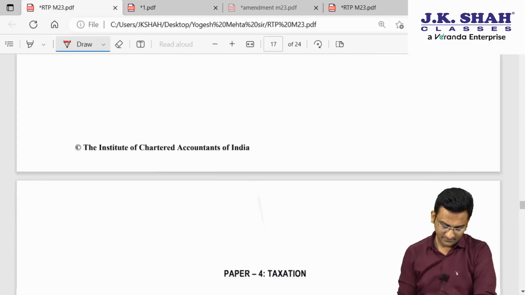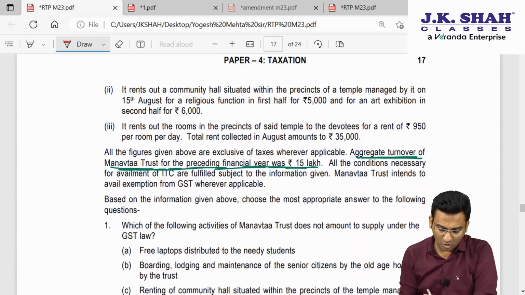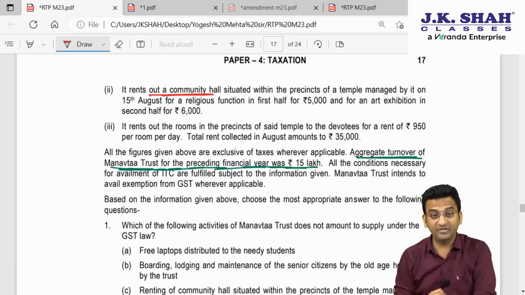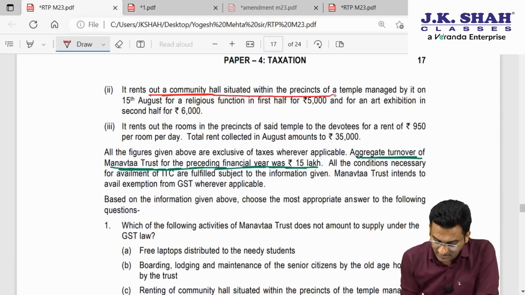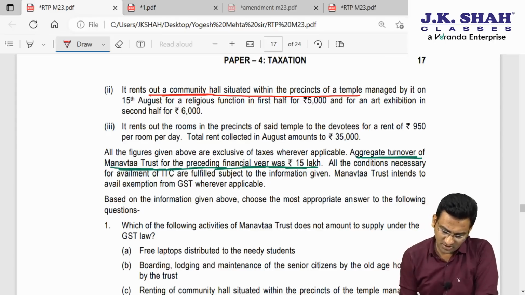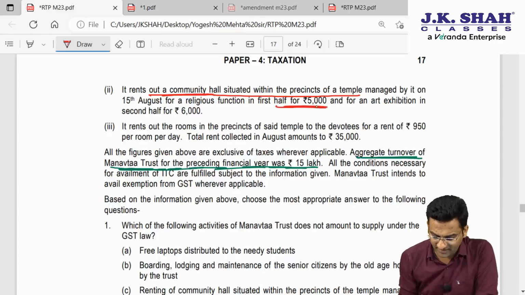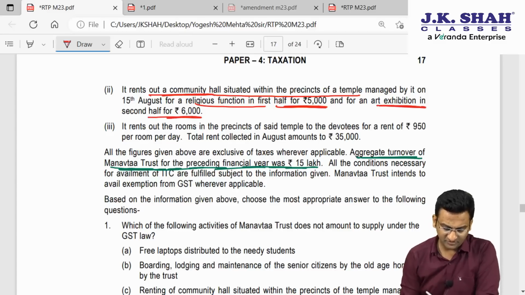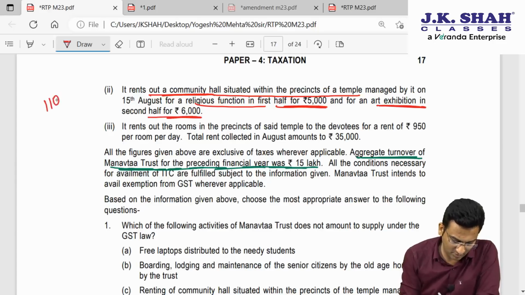Understood, friends? Next, it rents out a community hall situated within the precincts of a temple. Community hall, Kalyan Mandapam. If you do remember, friends, there is a condition: if the consideration is 10,000 or more, then GST is payable. In the given question, for the first half day it was let out for 5,000 for a religious function, and for the next half day the Kalyan Mandapam was let out for an art exhibition for 6,000. So the total consideration is 11,000 for a day.